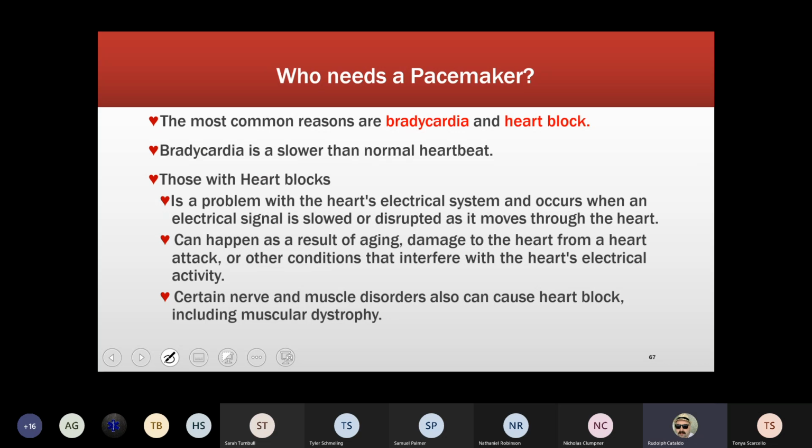Most common reasons we do a pacemaker: not for irregular heartbeats, not for AFib. Most commonly it is heart blocks and bradycardia. Heart blocks can cause bradycardia, so they kind of go hand in hand.